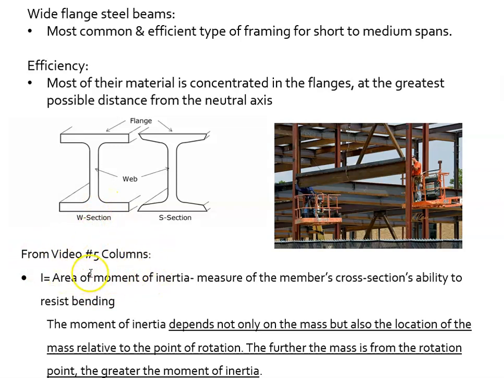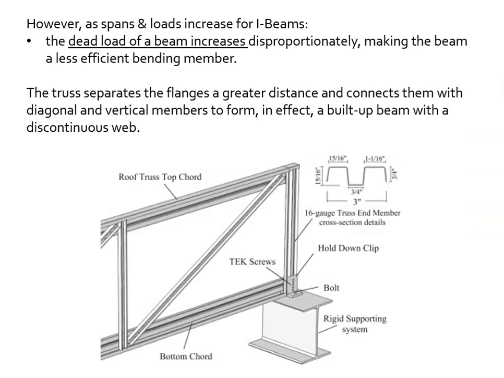So this is from our other video from the Great Courses, and you will watch that. So it discusses the important concept of the area moment of inertia. Okay, the I in the equation. So it's a measure of the member's cross section's ability to resist bending. The moment of inertia depends not only on the mass, but also the location of the mass relative to a point of rotation. The further the mass from the rotating point, the greater the moment of inertia. So by spreading out, they become more stable rather than being tight and compact.